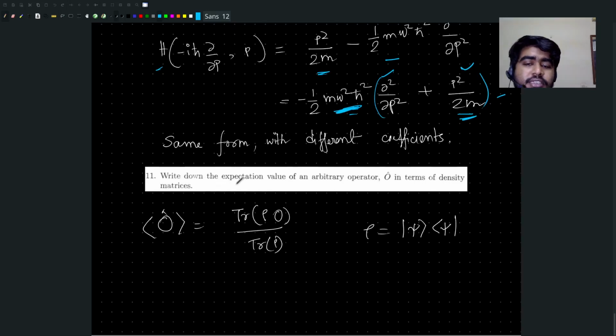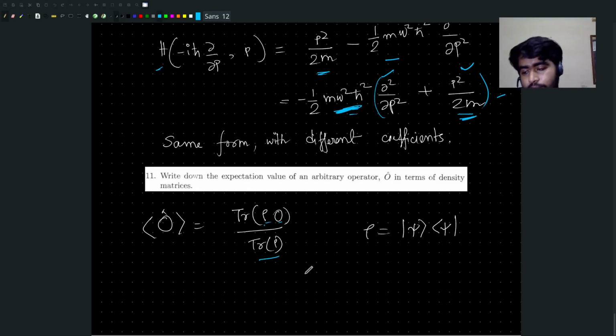So this is the last one for this session. They are asking you to write down the expectation value of an arbitrary operator O in terms of the density matrix. To write it in terms of the density matrix, the rule is that it is just the trace of rho times O, divided by the trace of rho.